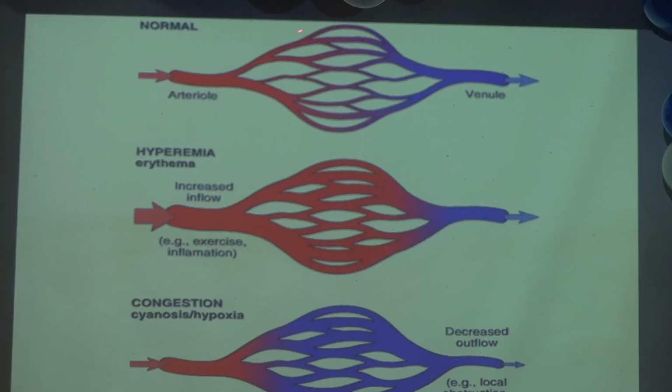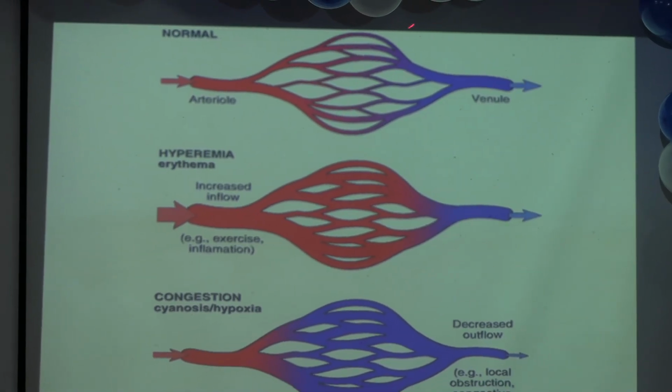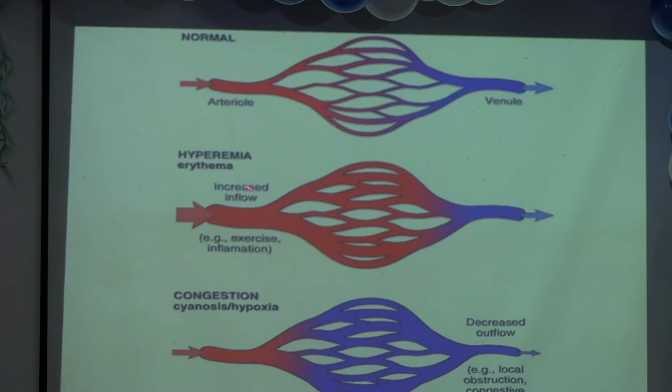Normally, we can see that the blood in the arteriolar part and the venular part is almost equivalent. So in hyperemia, what happens? There is an increase in the inflow. There is going to be dilatation at the arteriolar end, which will lead to increased flow through the capillaries. But the outflow is going to be normal. So with this, there is going to be an increased blood volume within the capillary. This concept is clear? And in congestion, what will happen? Contrarily, there is going to be decreased outflow.